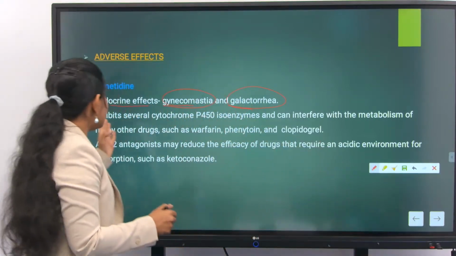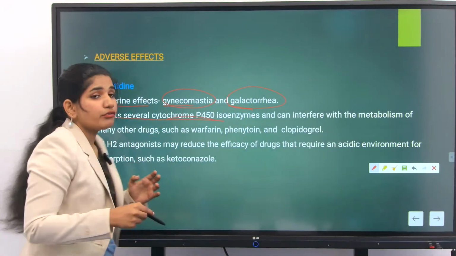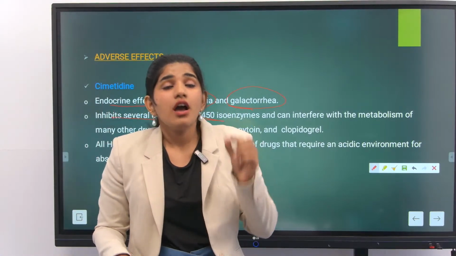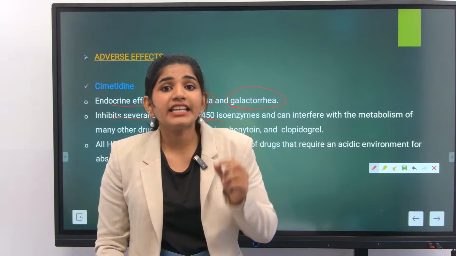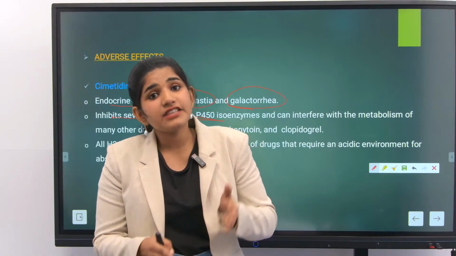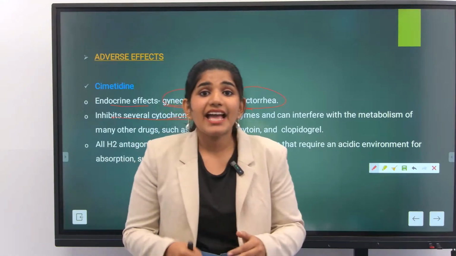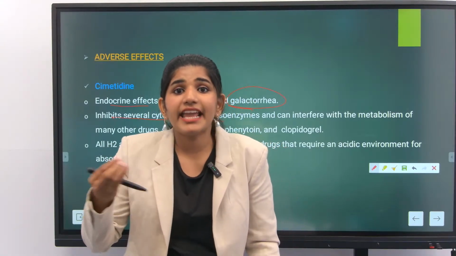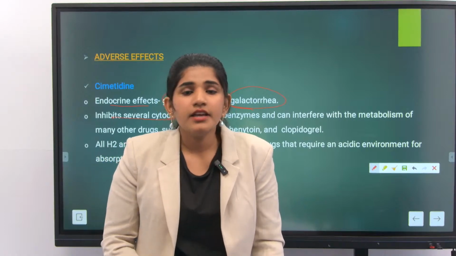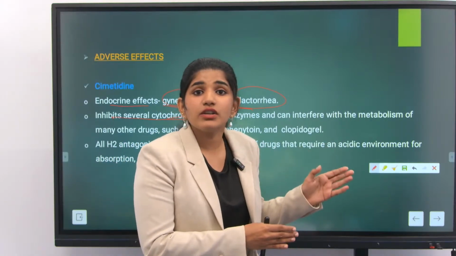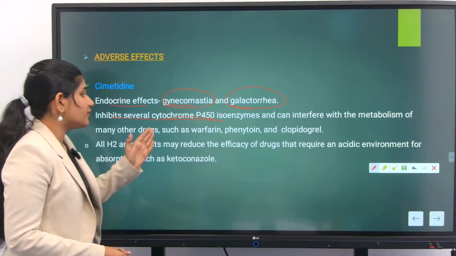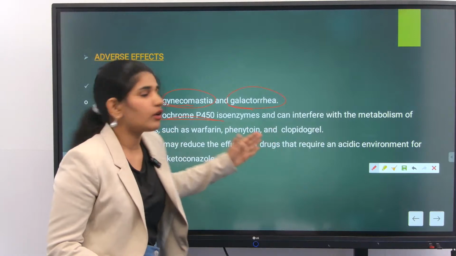Cimetidine inhibits several cytochrome P450 enzymes. So if we are taking cimetidine with any other drugs, it can inhibit the CYP enzymes and inhibit the metabolism of the other drug, such that the drug will accumulate. In case of an inducer, what is happening? It has the ability to metabolize and eliminate quickly, so the desired effect will not be achieved. But cimetidine is an inhibitor, and it can interfere with the metabolism of many other drugs such as warfarin, phenytoin, clopidogrel, and such drugs.